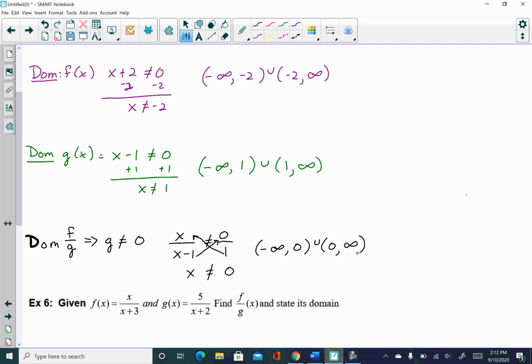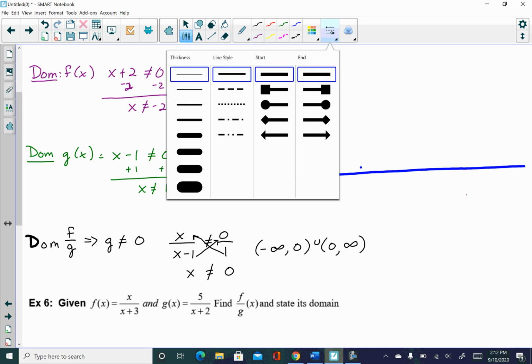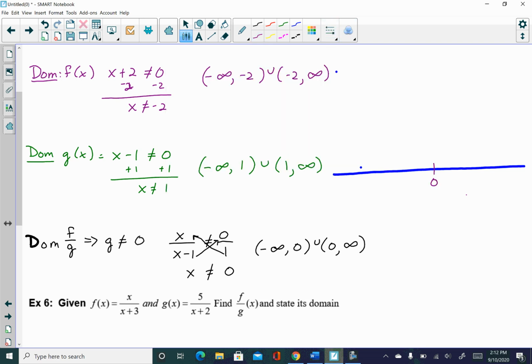So now let's draw a number line over here, and let's put it all out so we can pick out our final domain for f of x over g of x. I'm going to try to color code it here. We said that our f of x function was restricted over here at -2. So here's my -2, and I've got parentheses, and I go to the left forever, and I go to the right forever.